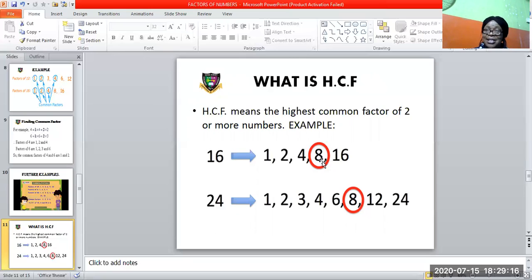Yes, number 8 is the eldest brother. Now, when you say 1, 2, 4, and 8, the oldest person there is the one who is 8 years old. Therefore, who is the oldest? The oldest there is number 8, and number 8 is the eldest brother. That means HCF is the highest number amongst all the factors. I hope you understand.